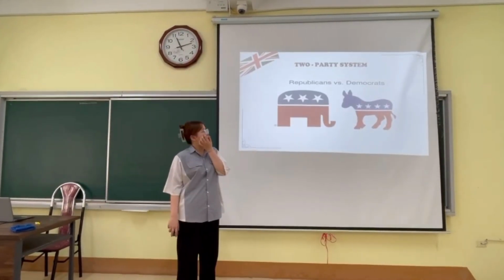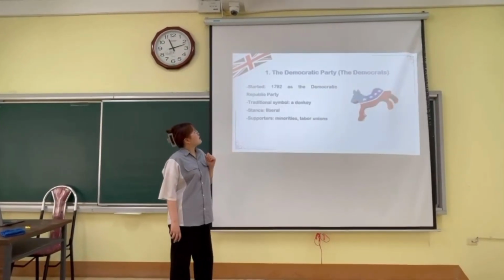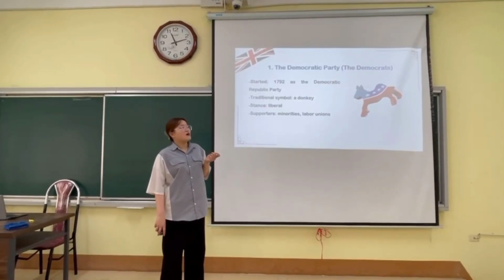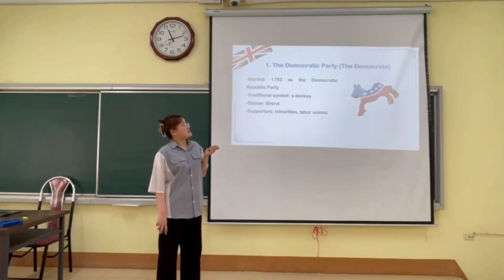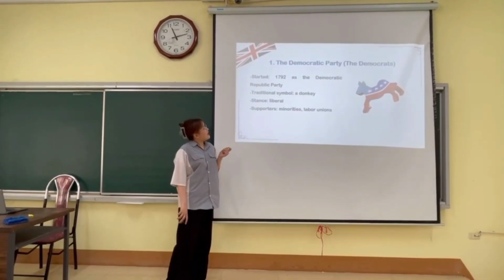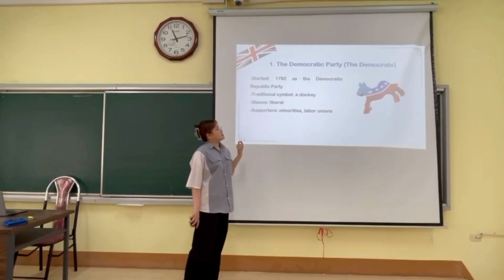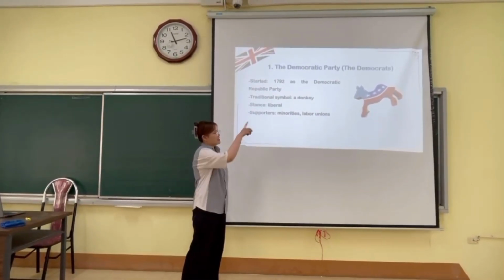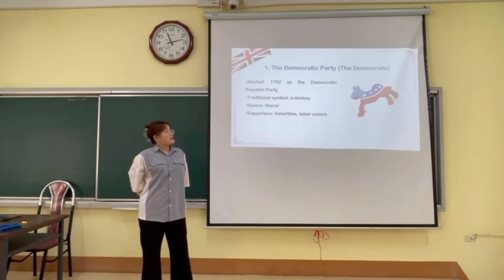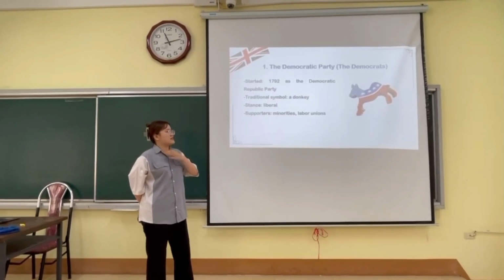In the US we have a two-party system. The first we will study is the Democratic Party. It started in 1792. The symbol is the donkey, which we find on the right of the picture, and they stand liberal. The supporters are minorities and labor unions.